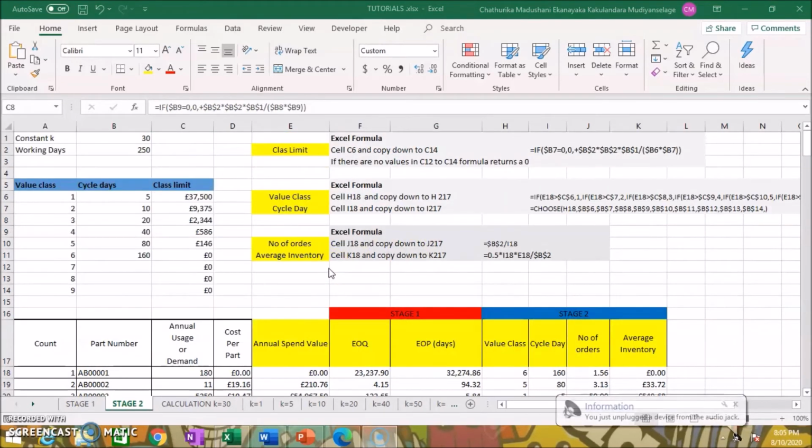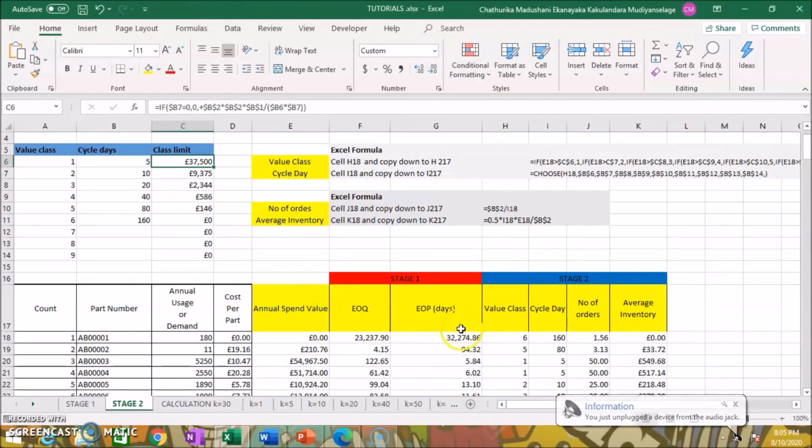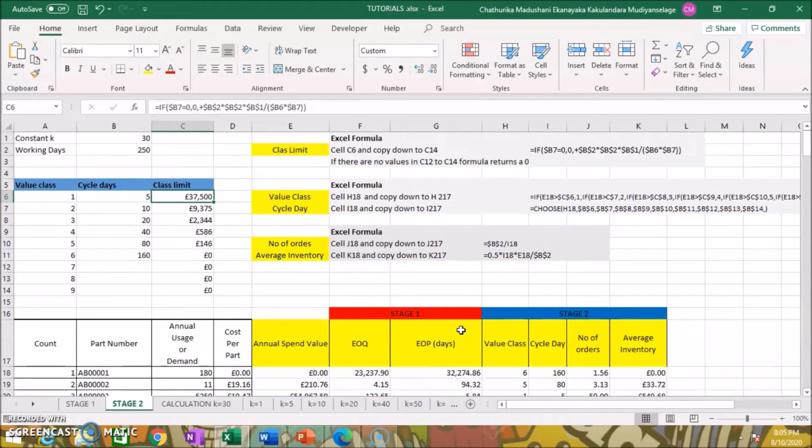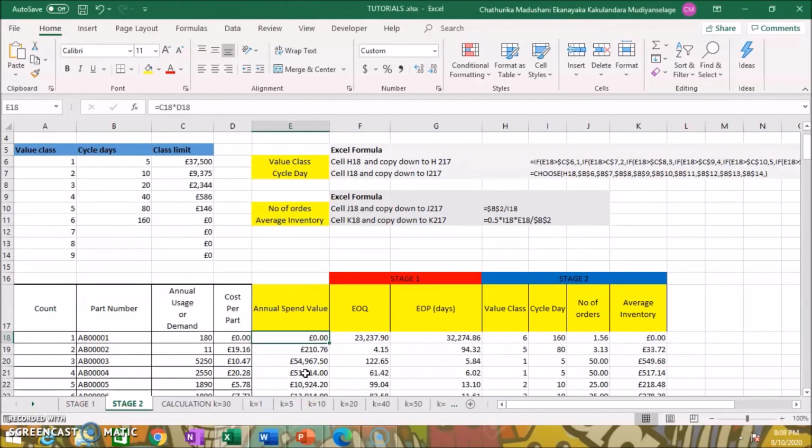Class limit. How do we come up with class limit? By putting annual spend value and EOP on a log-log scale with the simplifying of logarithm, they come up with this formula, and then I put this here to calculate the class limit. The class limit is the most economical point to switch from class 1 with 5 cycle days to class 2 with 10 cycle days.